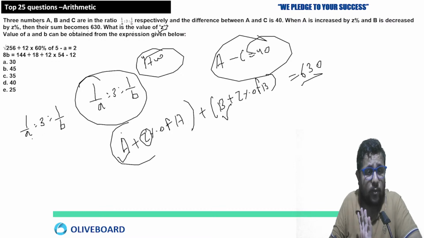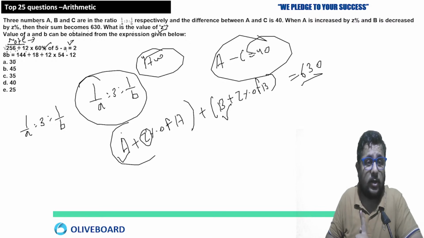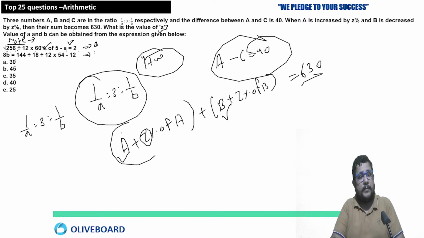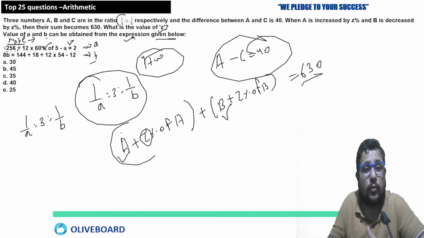Everyone, just focus. The values of A and B you can find out from these two points which are given as a note, first and second. So from here you can easily get the value of A. Square root of 256 is 16; 16 divided by 12, multiplied by 60% of 5. So you can easily get A minus B equal to 2. So first calculate A and B from here, because they have mentioned the values of A and B can be obtained from the expressions given below. Then you can put this in the ratio, so you will get the ratio of A, B and C.